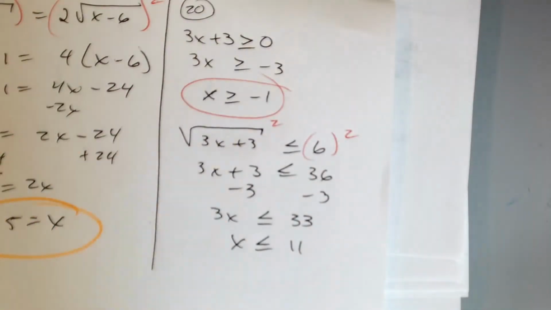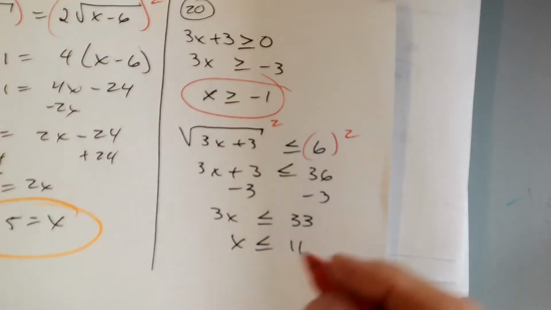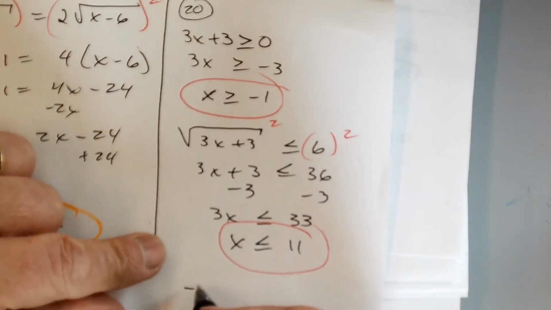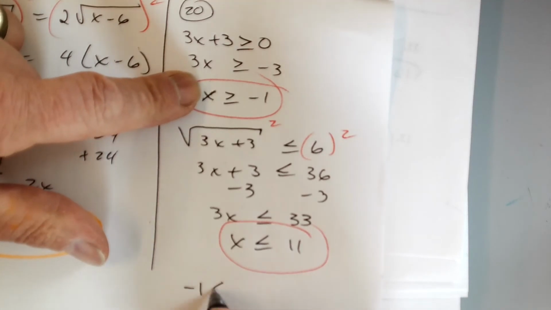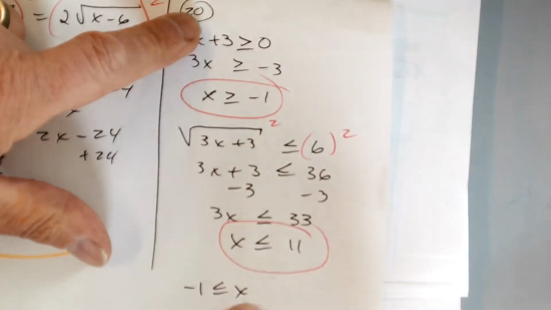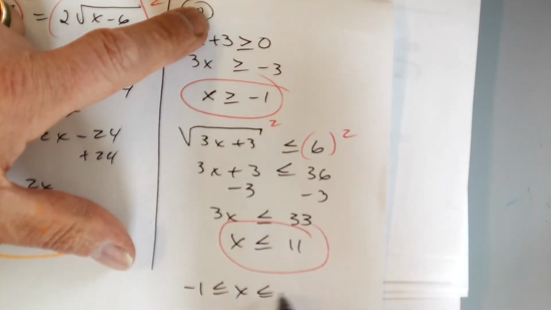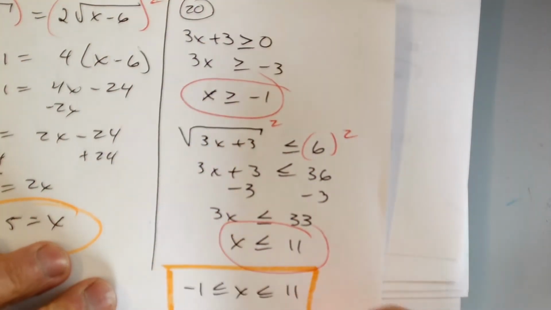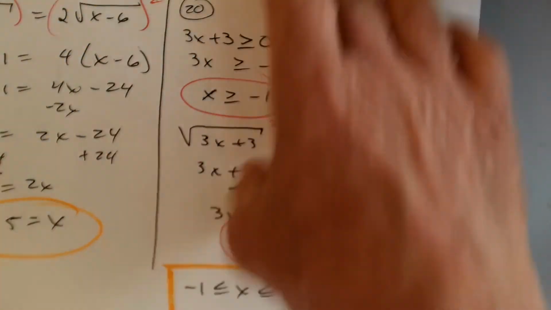I need both. What I like to do is write it in set notation. Set notation is much better, so I'm going to say negative 1 is less than or equal to x, which is the same thing as x greater than or equal to negative 1, and x is less than or equal to 11, okay? That is the better answer. I like that one. All right, let's see what I have left.